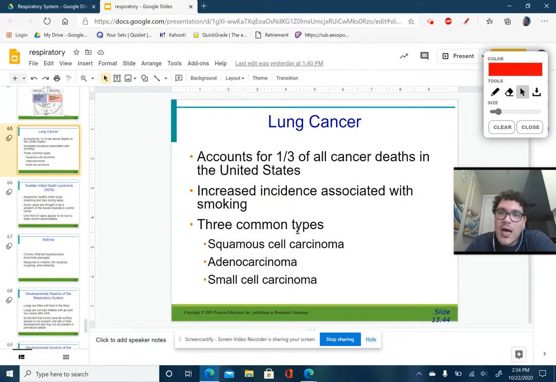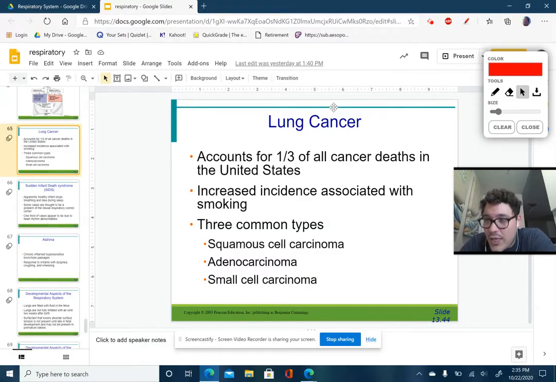Lung cancer. Regarding lung cancer, there's not too much we need to get into detail with. The big thing that I talked about here is that it accounts for 1/3 of all cancer deaths in the United States. So it is a rather prominent type of cancer. It is definitely increased in incidence due to smoking. So smokers have a higher risk of lung cancer, no doubt about that.